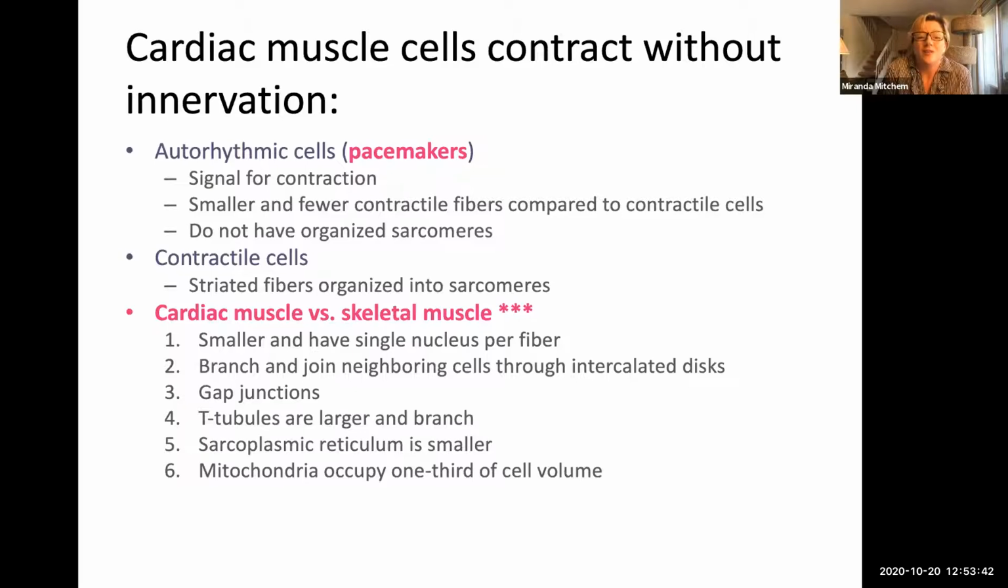Now, a third of the cell volume of the heart is just mitochondria. That's significant. We need lots of energy to keep that heart pumping.